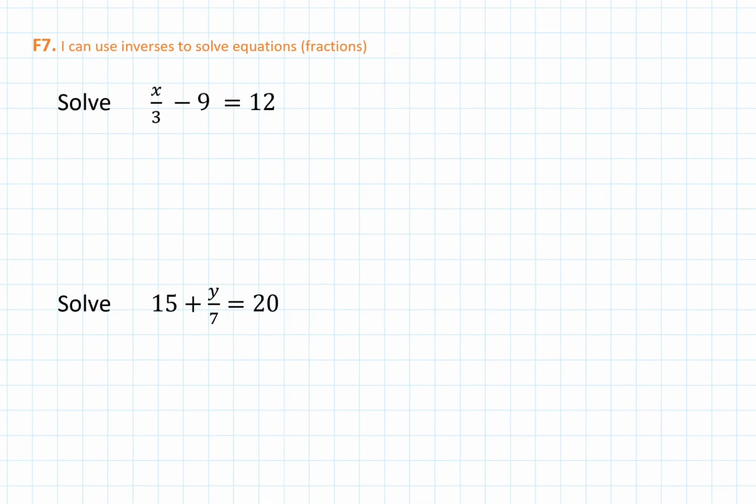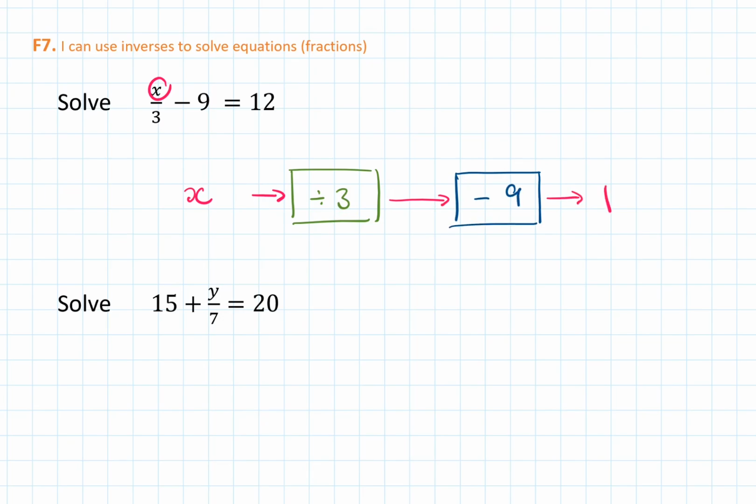The first question is to solve x over 3, take away 9 equals 12. The input will be x, and the output will be 12. We then work backwards to find x, using the inverse operations of the two operations in the function machine, and the value of variable x will be 63.